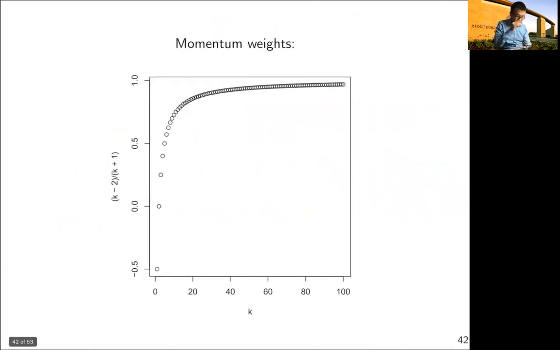So this is what I mean by momentum. So if you choose the parameter of the momentum according to what's suggested by the optimal gradient, you can see that as k gets larger, this (k-2)/(k+1) actually gets closer and closer to 1.